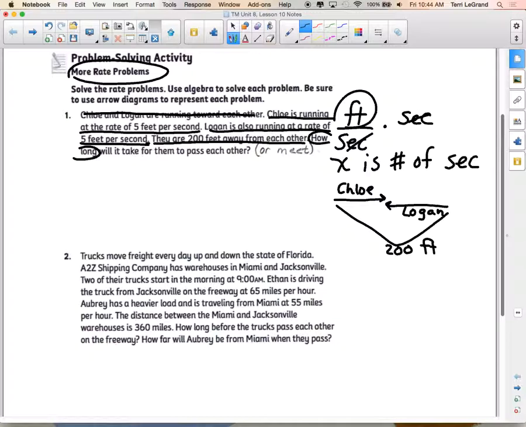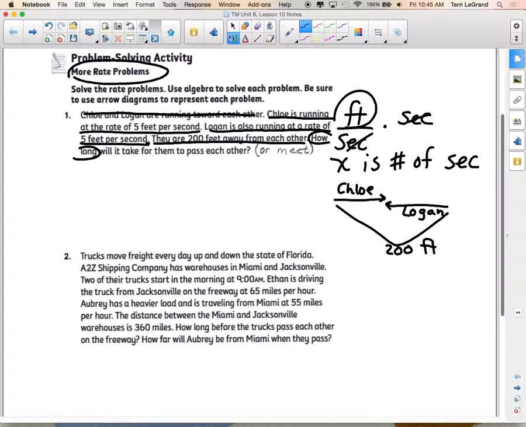Because they're going 200 feet and they're both running at the same rate, aren't they? They're both running 5 feet per second. So they're running at the same rate, so in reality, they should be exactly in the middle of that 200 feet, shouldn't they? Okay, but we're looking for how long it's gonna take them to get there.